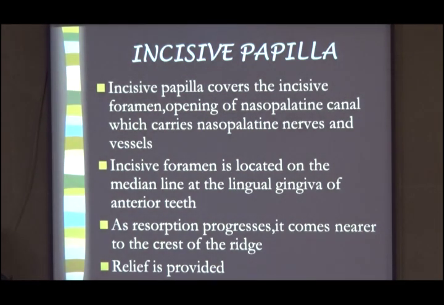So incisive papilla covers the incisive foramen, opening of the nasopalatine canal which carries the nasopalatine nerves and vessels. In areas where you have these neurovascular bundles passing through, if you apply pressure, the patient will have pain. So those areas have to be relieved. Incisive foramen is located on the median line at the lingual gingiva of anterior teeth. One more importance for incisive papilla is that because you are having neurovascular bundles passing through, these will not resorb easily. So even if the residual alveolar ridge is going to resorb, the position of incisive papilla is almost going to be constant.